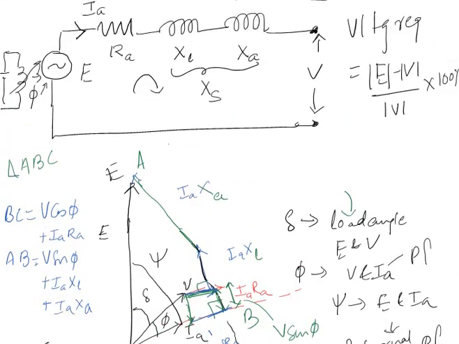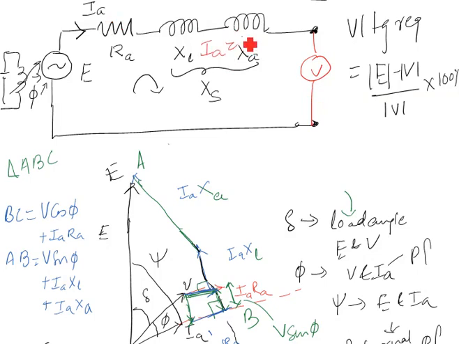Now, when an alternator is operating, it will produce V. Suddenly you take out the load. If you take out the load, no current will flow. Open circuit the load, and you measure the voltage here by voltmeter. What will you get? If no current is there, there will be no drop. IA is equal to 0.